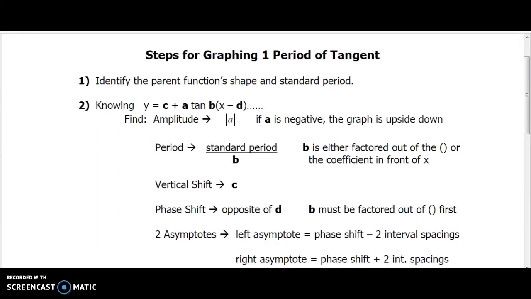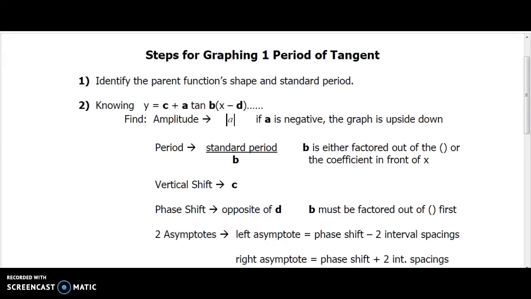In this video, we are going to learn how to graph complex tangent graphs, which is similar in many ways to graphing complex sine and cosine graphs. However, because the shape of the tangent parent function is different than the shape of the sine and cosine parent functions, there are a few differences that we need to tend to.